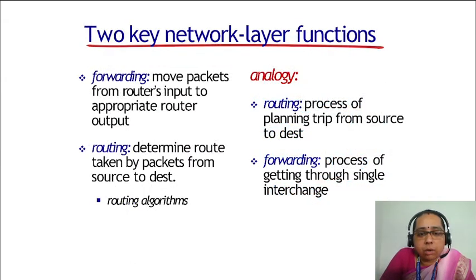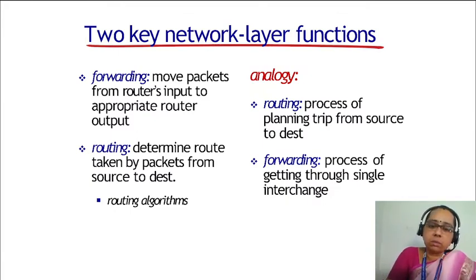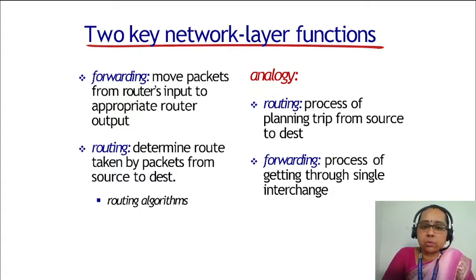So here they have maintained two key network layer functions: forwarding and routing. Forwarding means we move packets from the router's input to the appropriate router's output. Whereas routing determines the route taken by packets from source to destination.